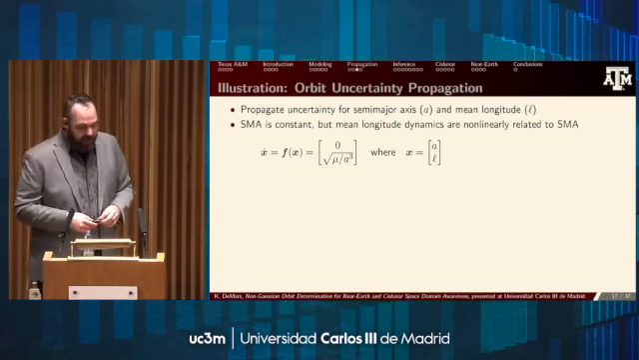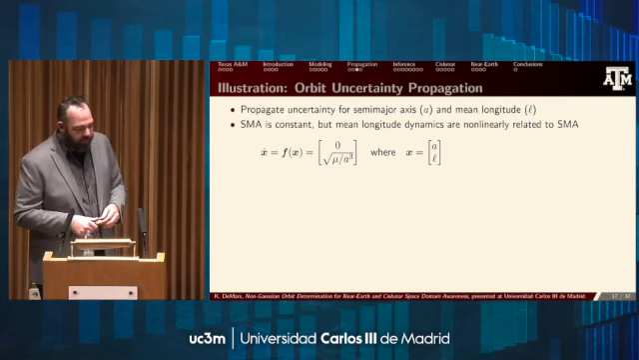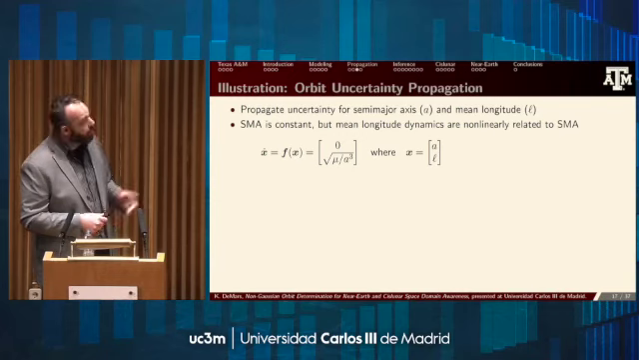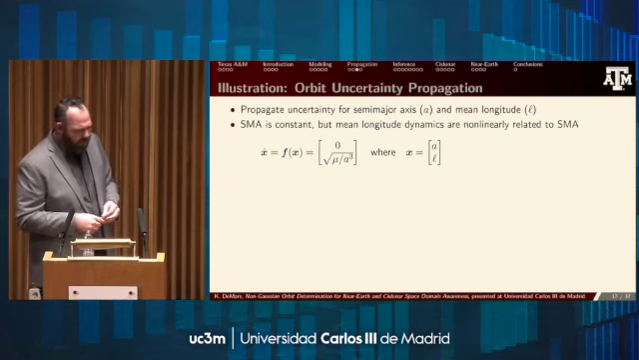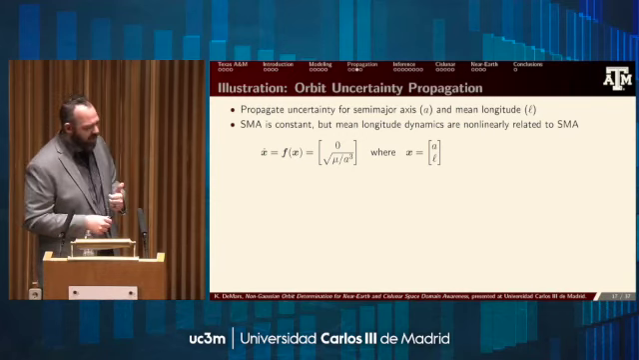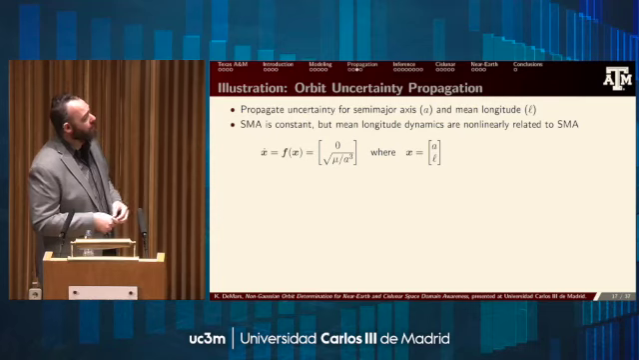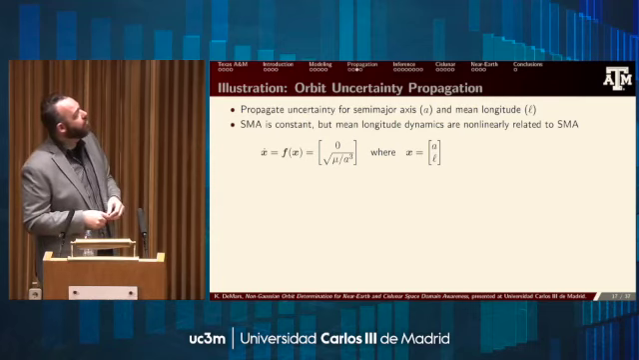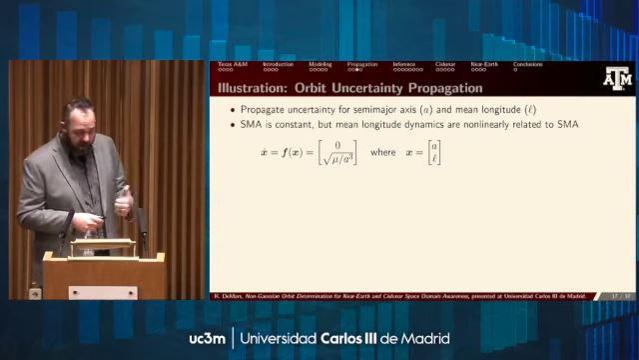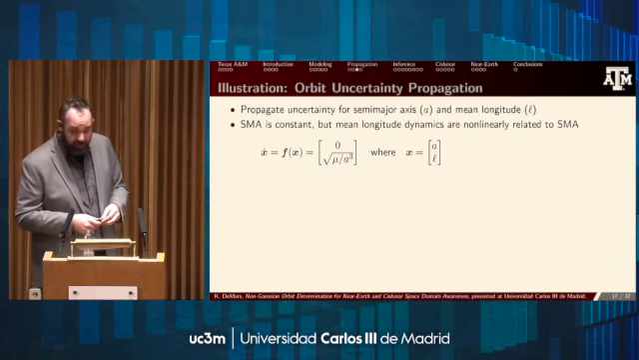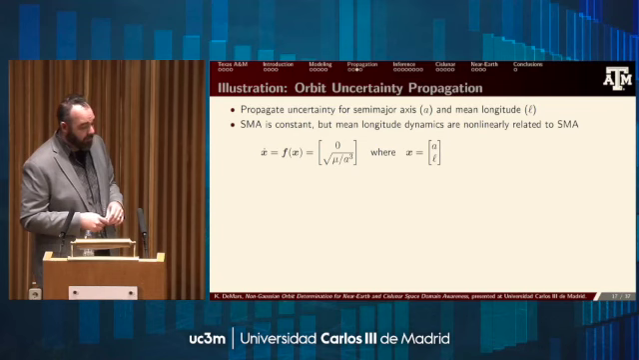Okay, so an illustration here: use a surrogate model for orbit uncertainty propagation. We're going to propagate uncertainty for semi-major axis and for the mean longitude. This is a nice bivariate problem that has a lot of the characteristics of a full 6-DOF, well, 3-DOF orbit propagation problem. The semi-major axis is constant, but the mean longitude dynamics are nonlinearly related to the semi-major axis, and so that's going to lead to non-Gaussian behavior.